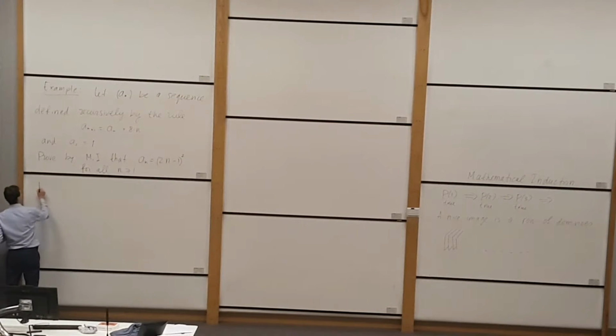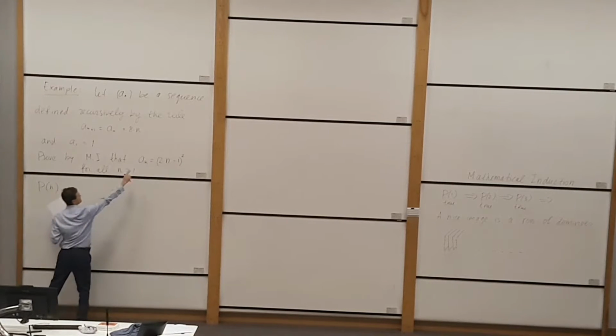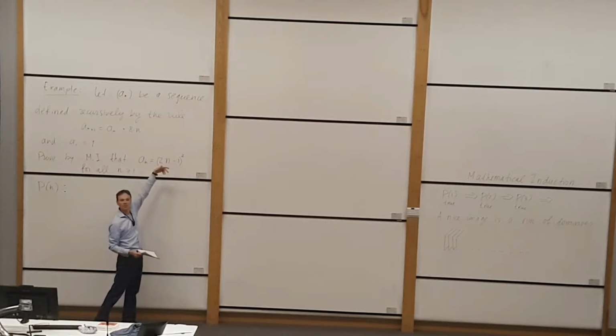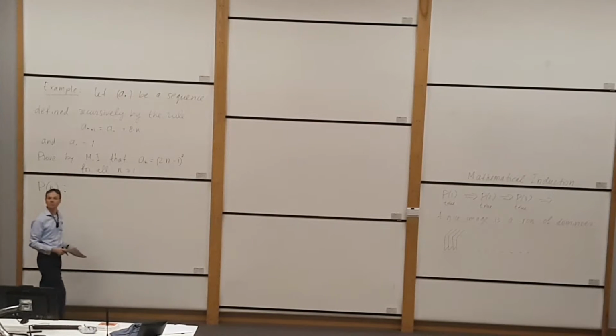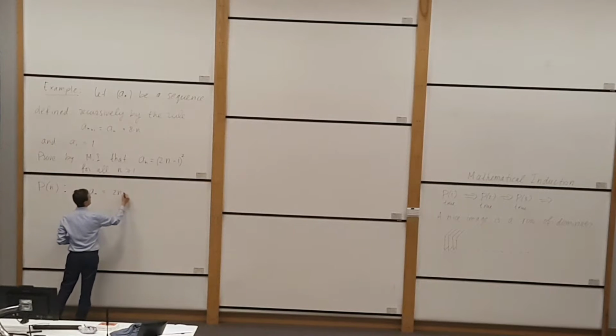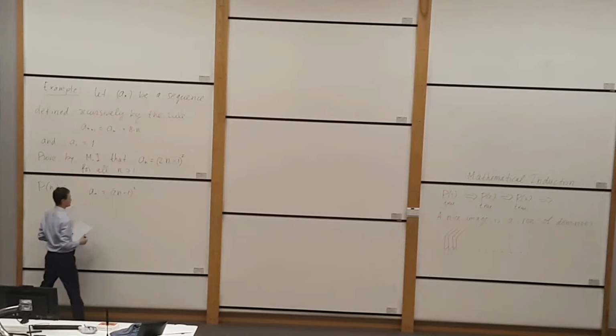So what is the statement we're going to be proving? The statement here is that equality. So I write a colon here, right? Because P of n is not going to be any part of that formula. It's the whole formula itself. A sub n equals (2n minus 1) squared.